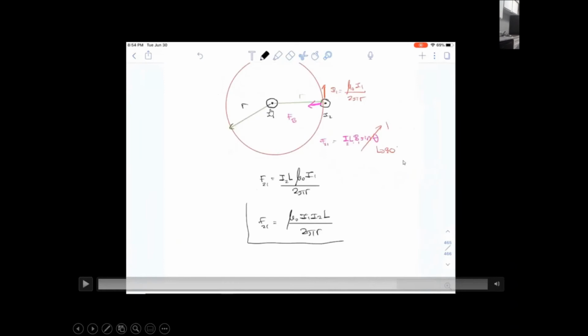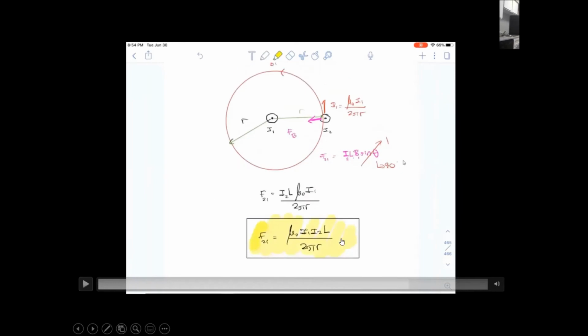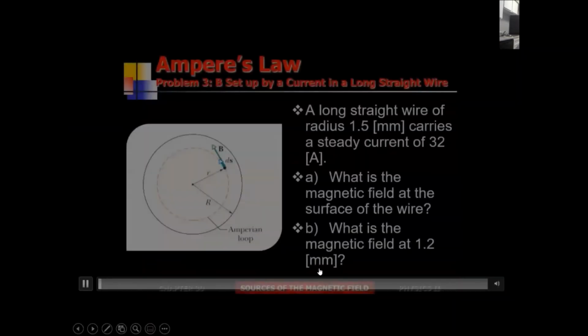You can repeat the same thing to figure out the strength of the magnetic force acting on the first current wire. And it's going to look the same, except the subscript is going to be different. All right, so practice that one.